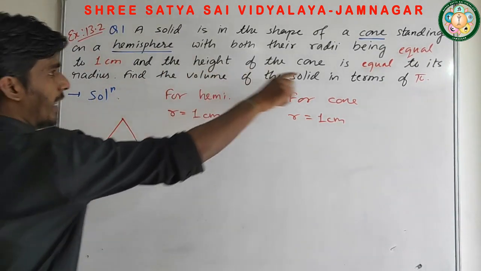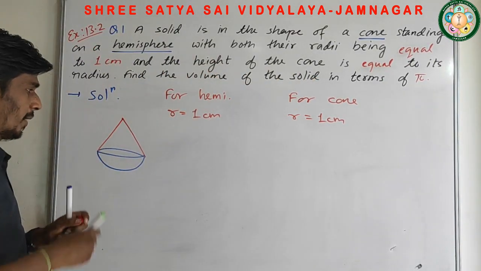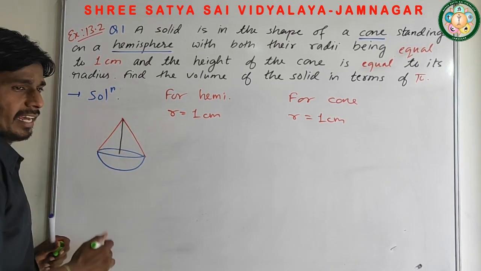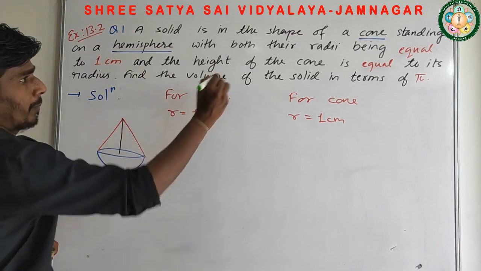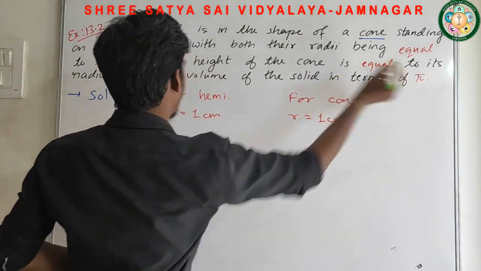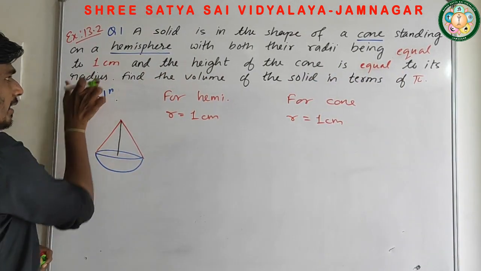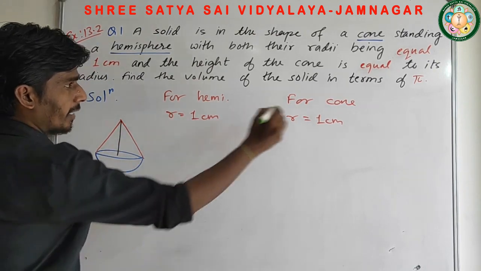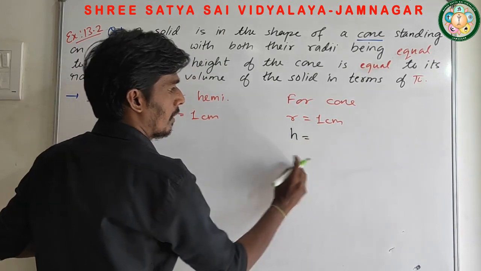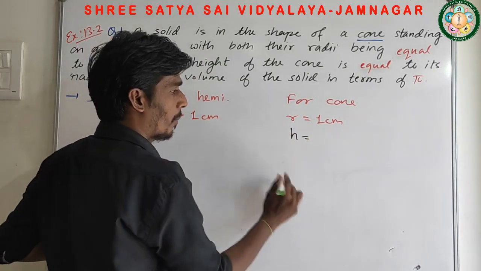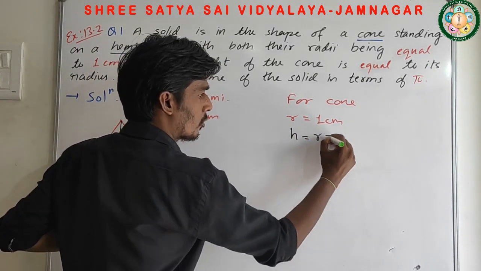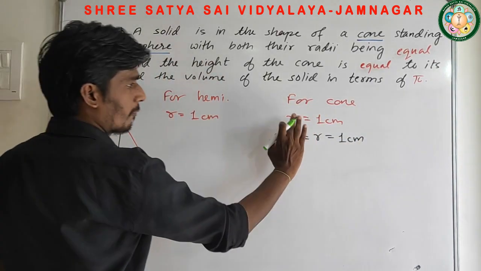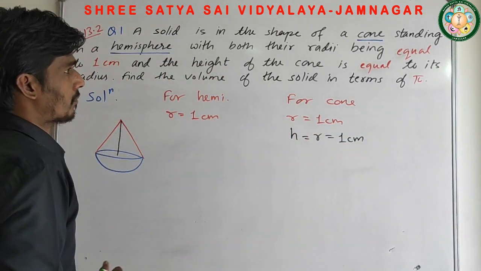Now, the height of the cone. Height means this part. This is perpendicular height and this is slant height. So this perpendicular height is given is equal to its radius. Whatever radius is there, it's same its height. So height of cone is same as radius. Radius is how much? Height is equal to radius. So this is equal to 1 centimeter. So I got both the data for radius and height.